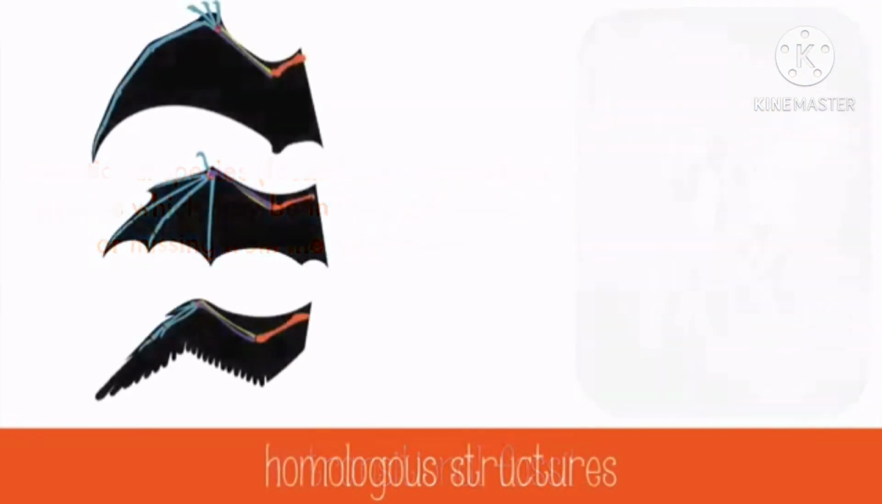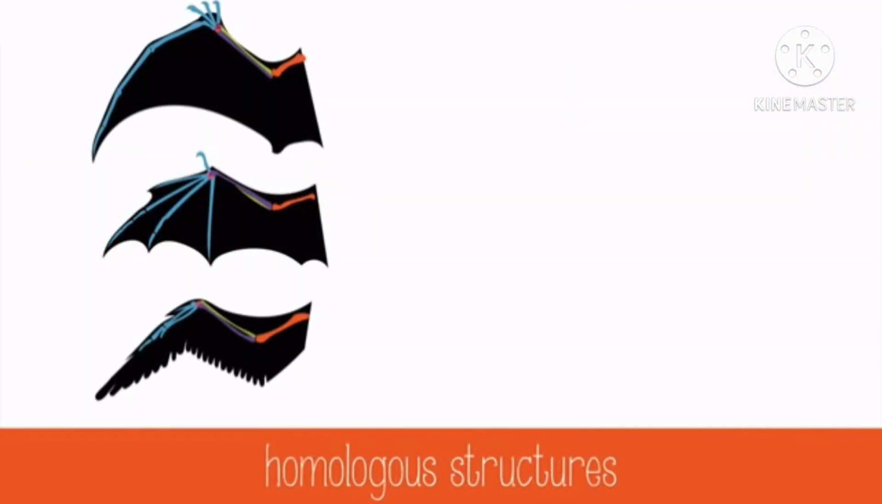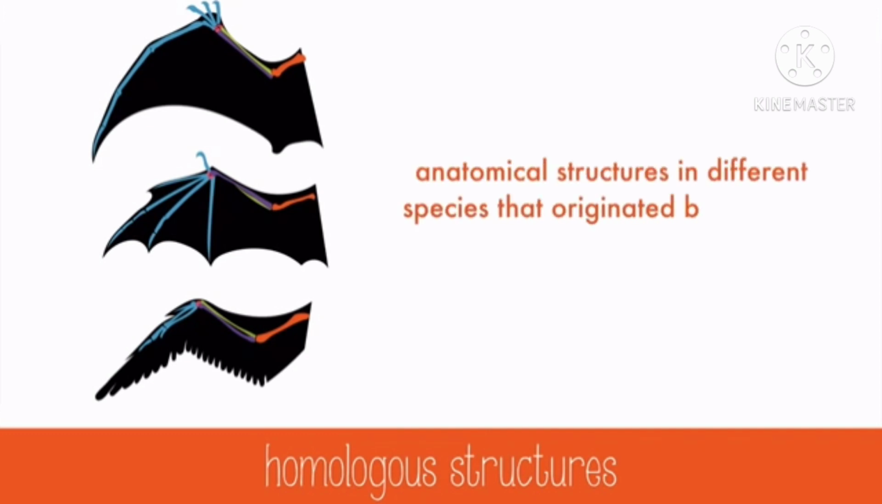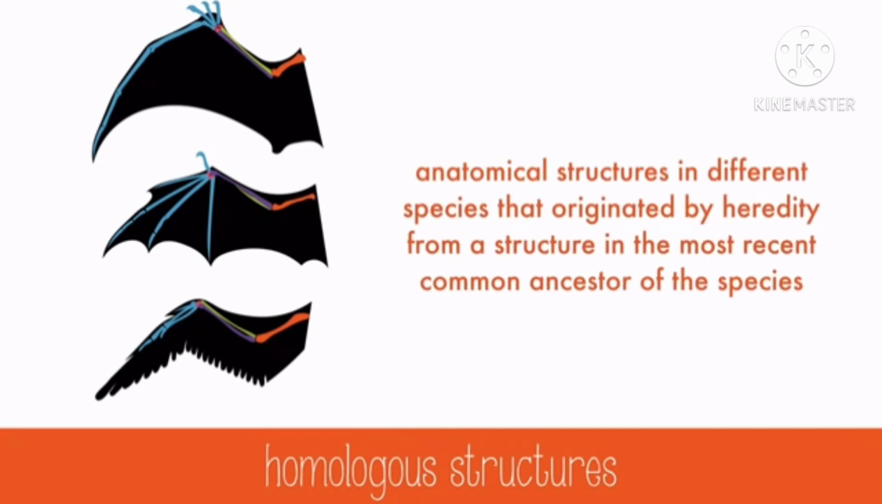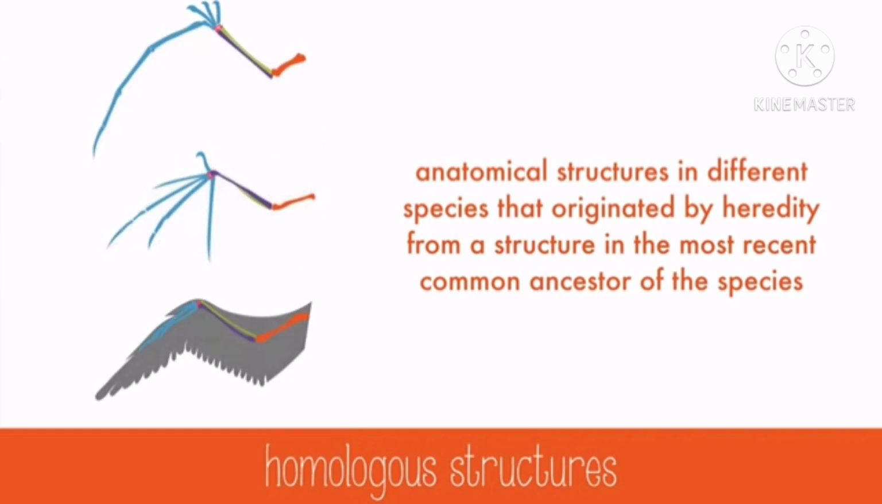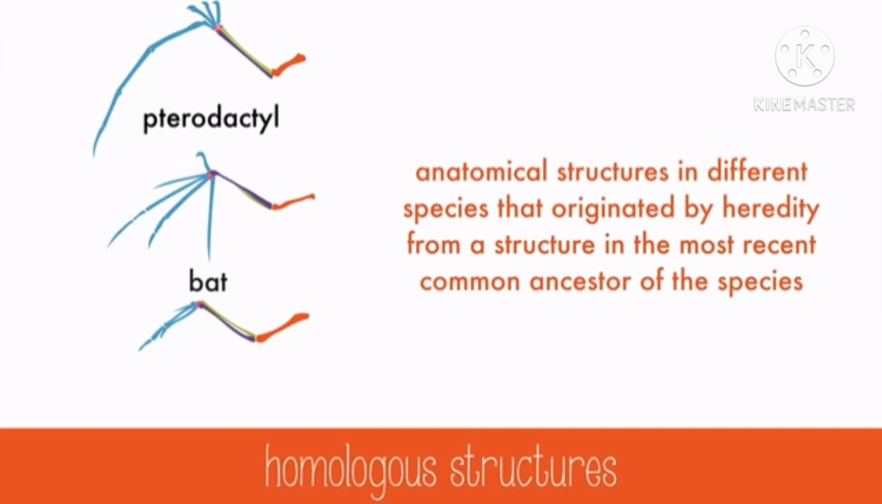Now, we are going to start looking at the anatomic evidence for evolution. Homologous structures help scientists find relatedness among species. There are anatomical structures in different species that originated by heredity from a structure in the most recent common ancestor of the species. For example, if you look at the bones of a pterodactyl, a bat, and a bird, you will see some basic similarities. This suggests that they had a common ancestor with a similar forearm structure perhaps very long ago.